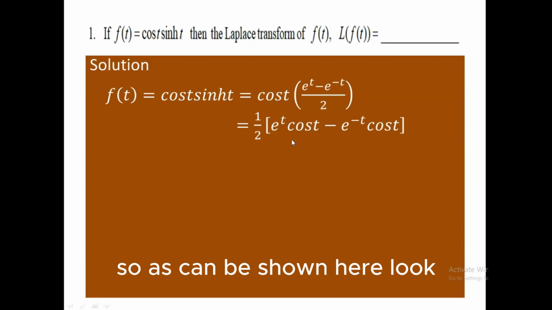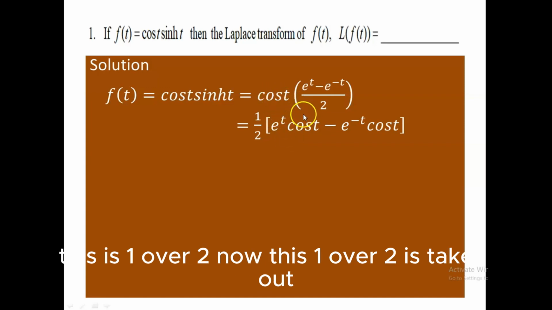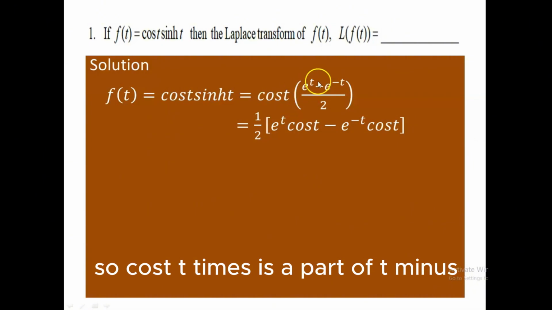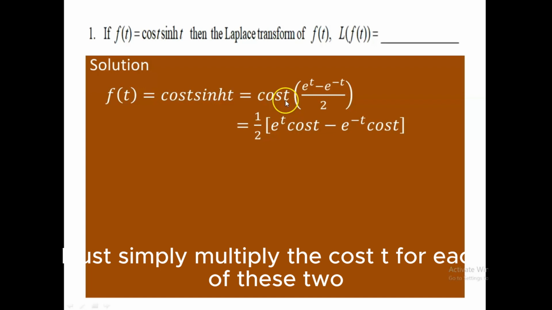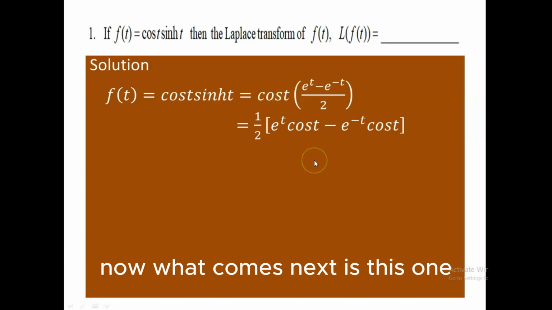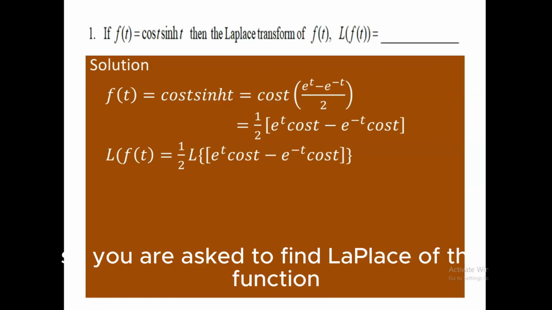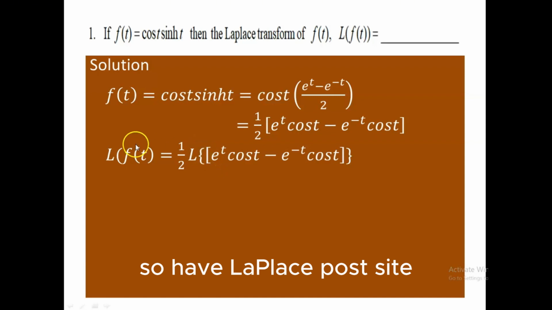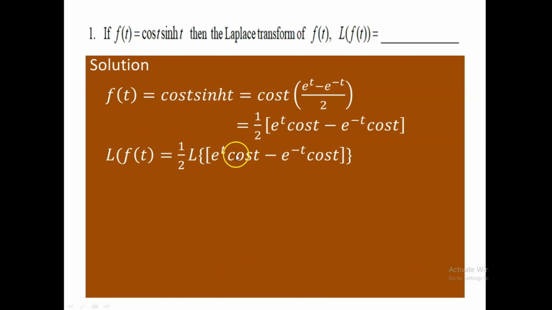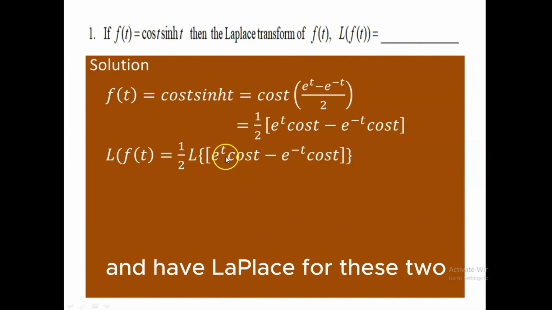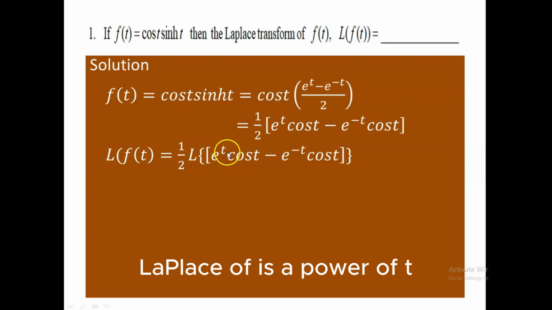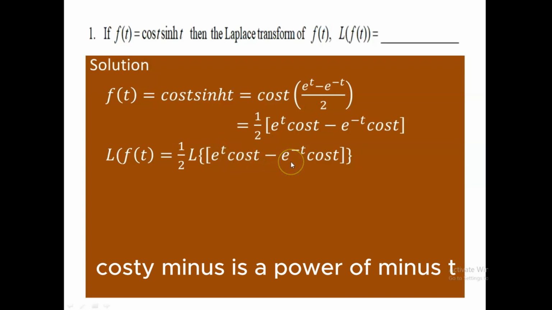As can be shown here, this is 1 over 2. Now this 1 over 2 is taken out, so cos t times e to the power of t minus e to the power of minus t cos t comes. I simply multiplied cos t for each of these two. Now what comes next: you are asked to find the Laplace of this function, so take the Laplace of both sides, the Laplace of the function f of t, and here you have 1 over 2 and the Laplace of e to the power of t cos t minus e to the power of minus t cos t.